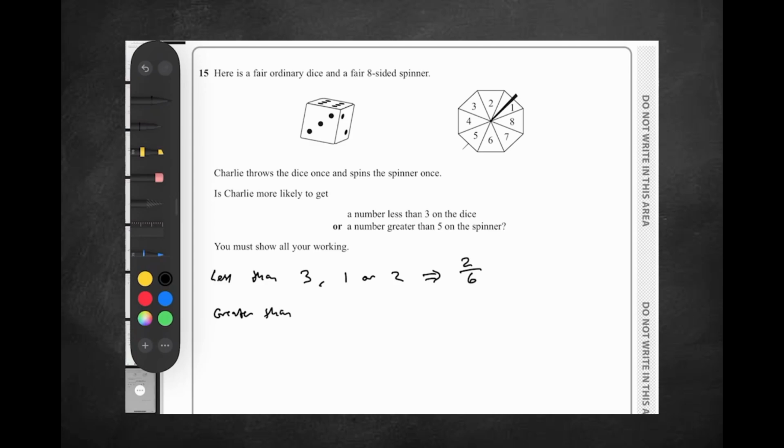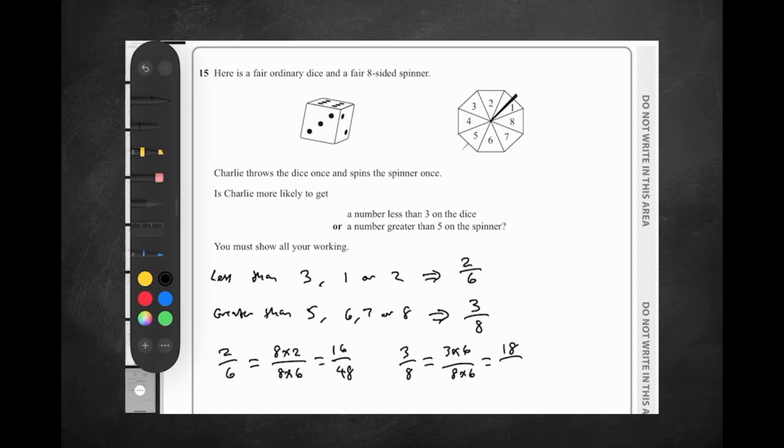Greater than 5, he can get 6, 7, or 8, which is 3 out of 8. So is 2 out of 6 bigger than 3 out of 8? Let's give them a common denominator. Both 6 and 8 go into 48. So 2 over 6 is the same as 8 times 2 over 8 times 6, which equals 16 over 48. And 3 over 8 is the same as 3 times 6 over 8 times 6, which is 18 over 48.